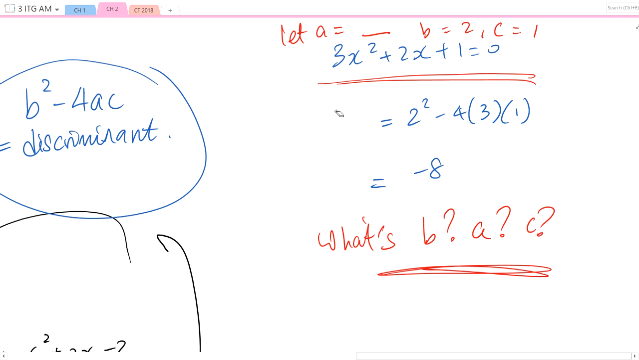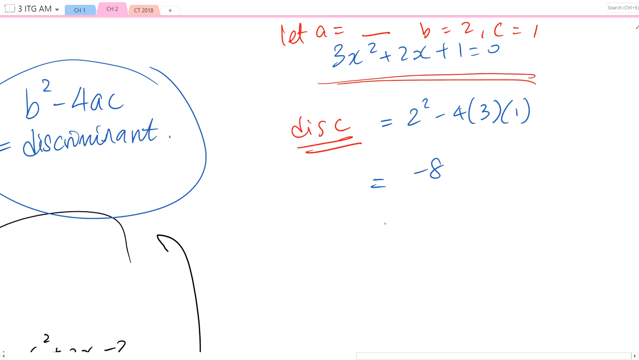Alternatively, why don't you just write DISC, discriminant. Okay? So this is what I recommend. Write DISC. We all understand. It is the discriminant. Alright?